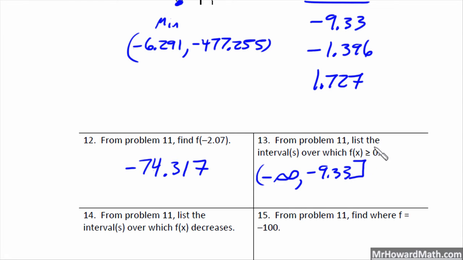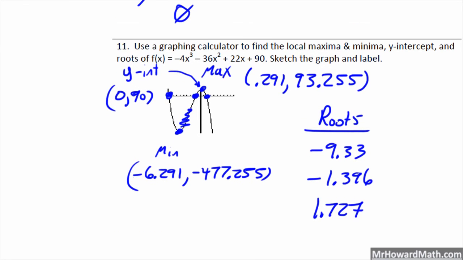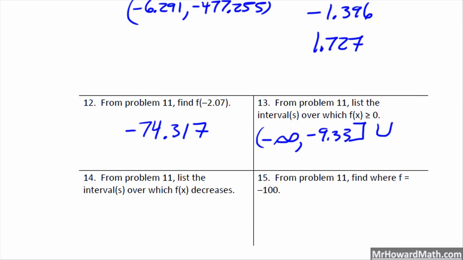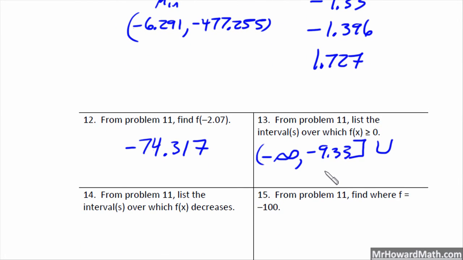And this needs a bracket because it says greater than or equal to 0. And then we could put the union symbol, and then the rest of it is between those two roots right there. That's where it's above 0 in the graph. So the next interval would be from the middle root, -1.396, to the far right root, 1.727, both getting brackets. So that's it for number 13.